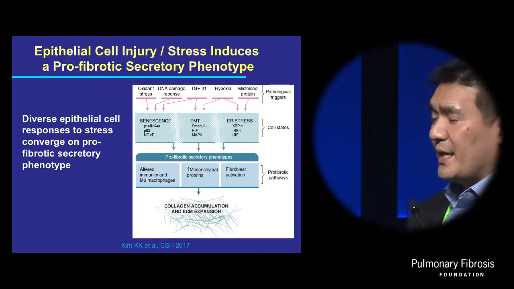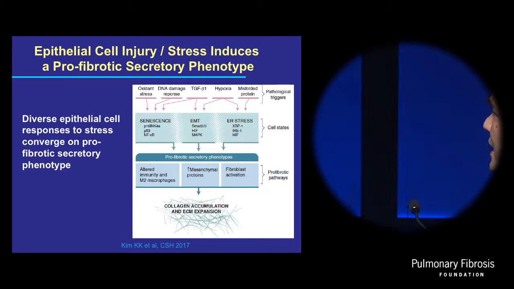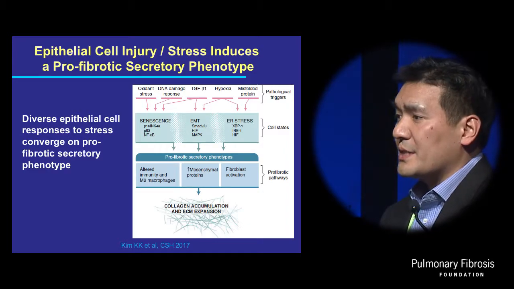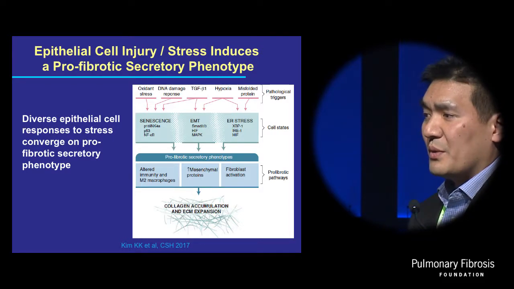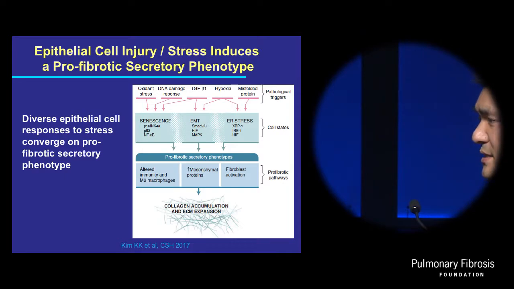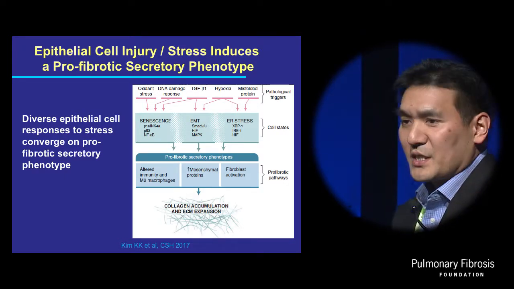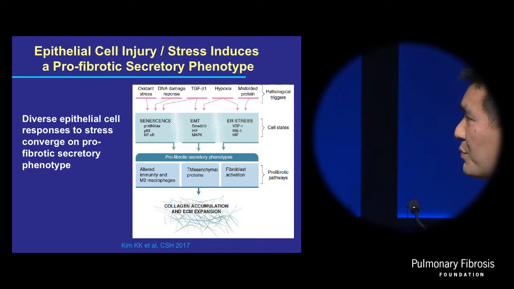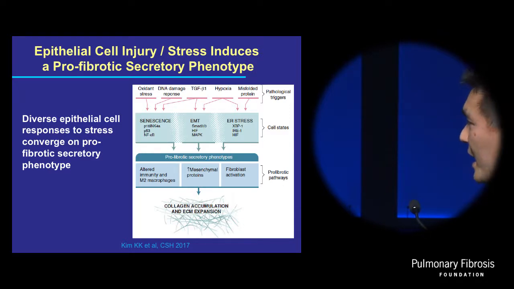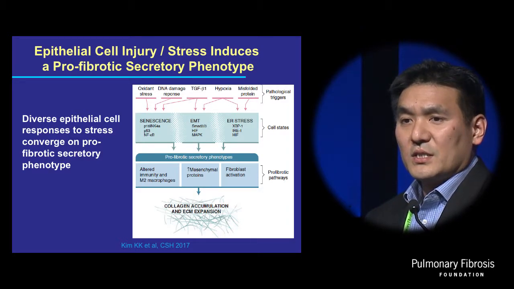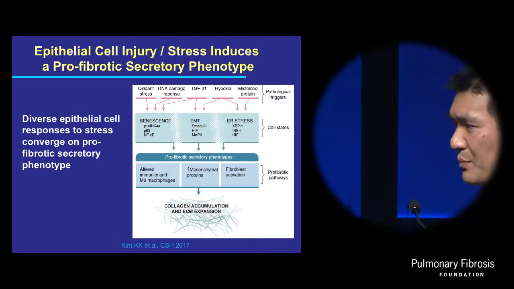And I think the idea is that with injury, be it from oxidative stress or DNA damage or other factors, diverse injuries to the epithelial cells, or the epithelial cell response to diverse injury, can converge on this secretory phenotype, and we've heard in the morning session about a senescence-associated secretory phenotype. So diverse injuries can converge on epithelial cell secretion of pro-fibrotic factors, with the idea being that some injury leads to epithelial cell apoptosis, but also activation of epithelial cells to secrete a number of pro-fibrotic factors, which then can signal in autocrine and paracrine fashion, leading to mesenchymal cell activation and proliferation.